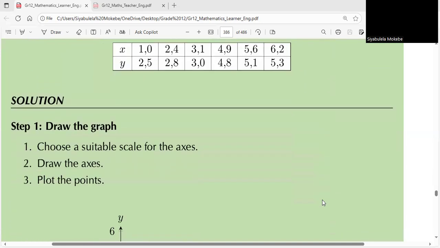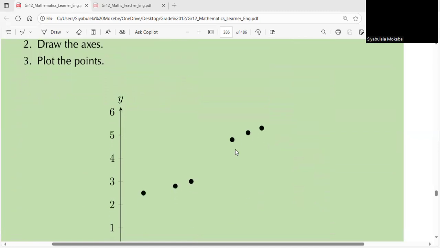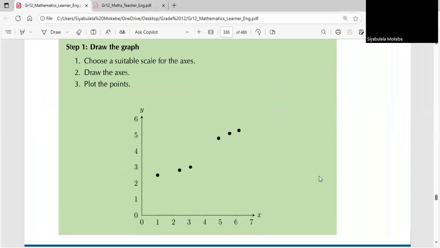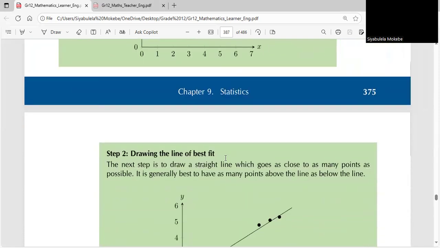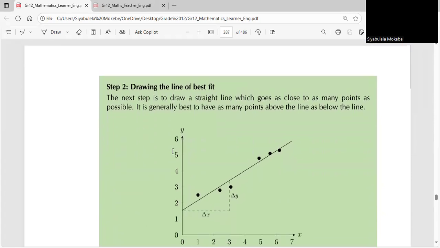So these are some important things when you draw your graph. Now this is how the graph looks. All right, these are your points. Now the next step is to draw a line which goes as close to as many points as possible. It is generally best to have as many points above the line as below the line, right? So if you have 3 above, then 3 below.